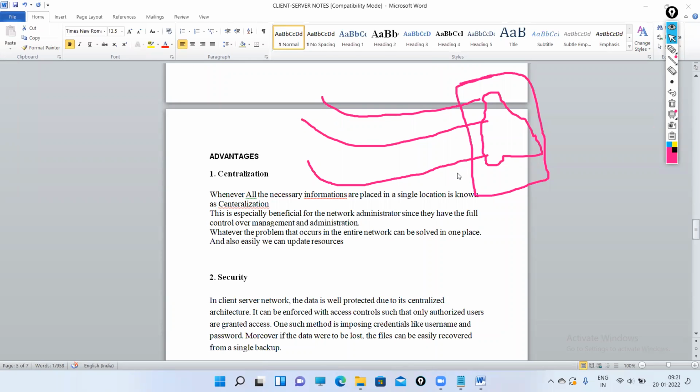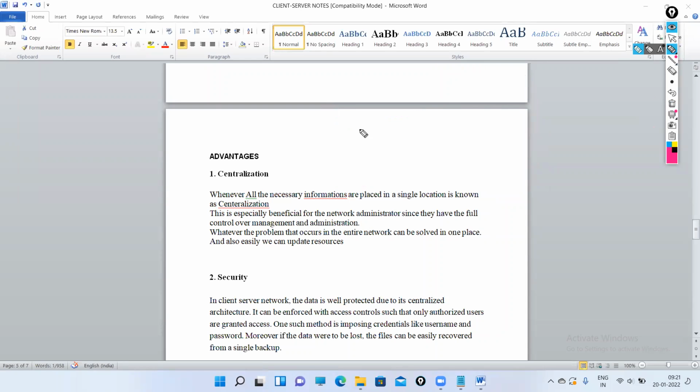Number two, if any problem occurs, here only we can modify it. Here only we can solve that problem. I will give you a simple example, madam. For example, you can see what I'm doing.